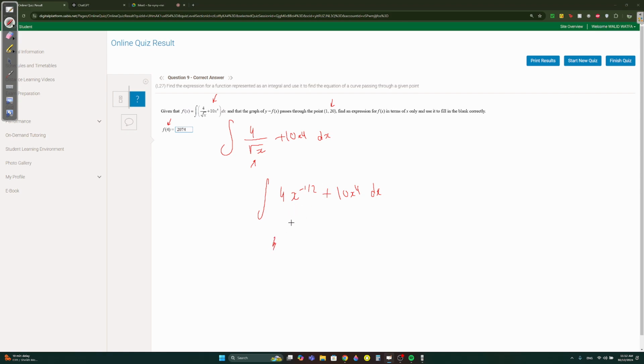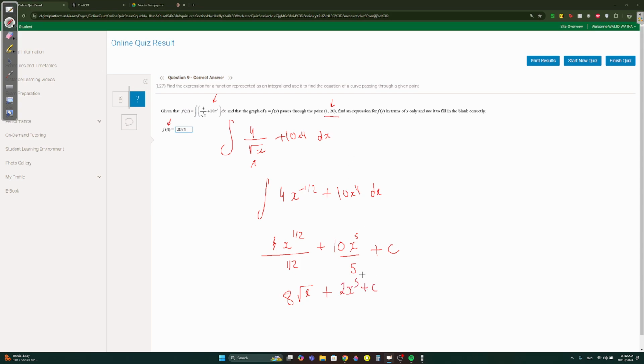4 integral of x to the minus half. Minus half plus 1 is half. Divide now by the new power, divide by half. Plus 10, take it to the side. x to the power 4 becomes 5, divided by the new power, 5. Plus c. Let's see. 4 divided by half is actually 8. You can do it on your calculator. And this is going to be 8 root x plus 10 over 5 is 2, x to the power 5 plus c.